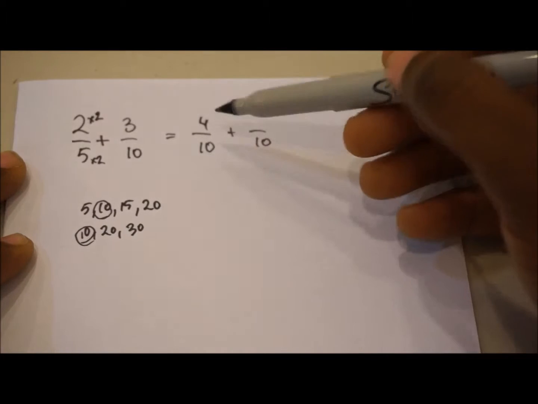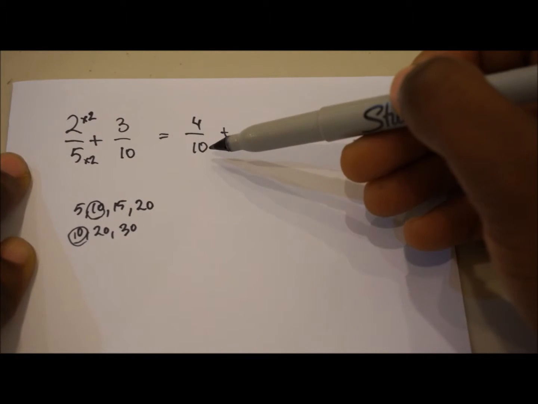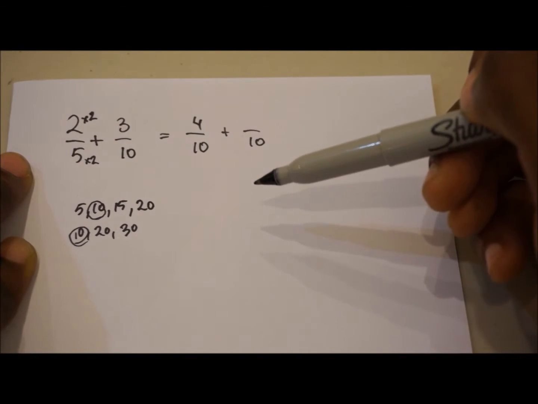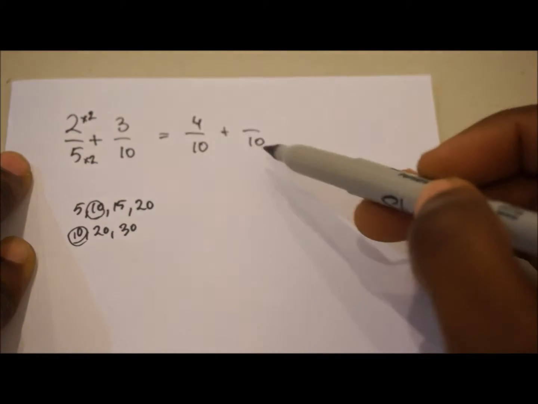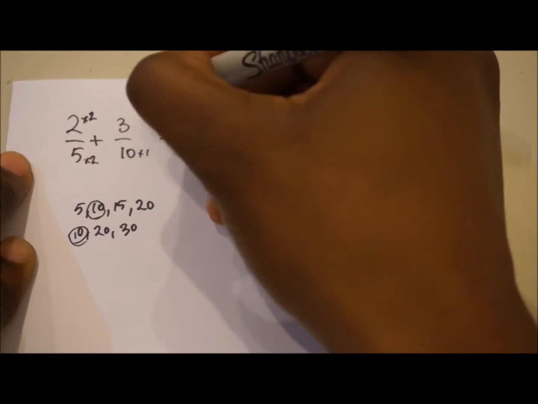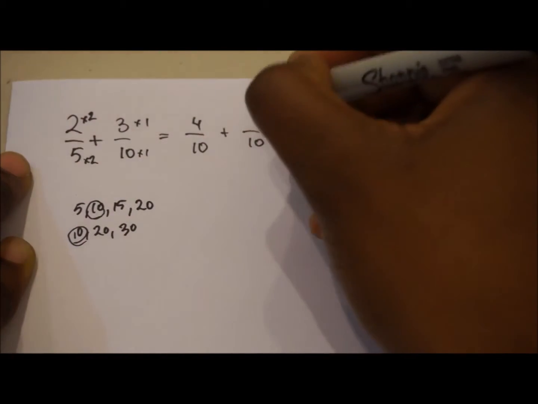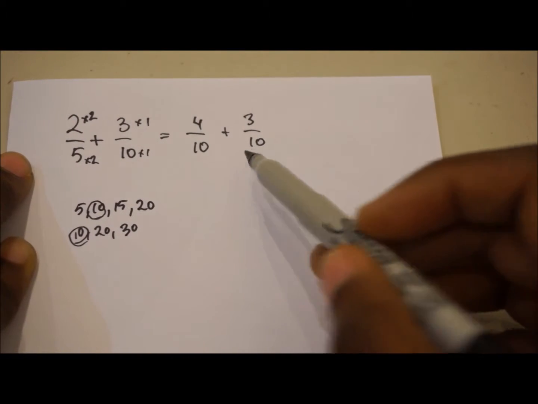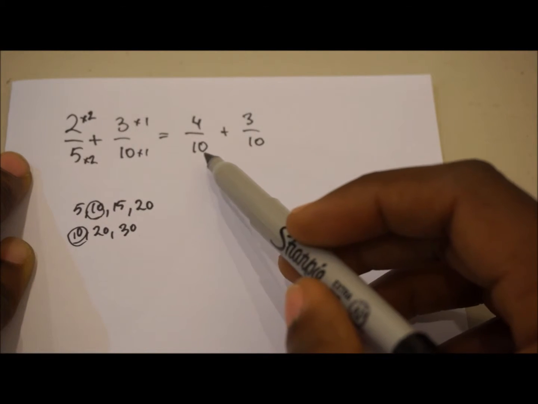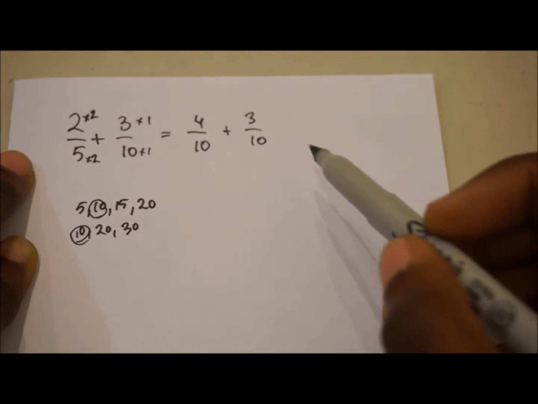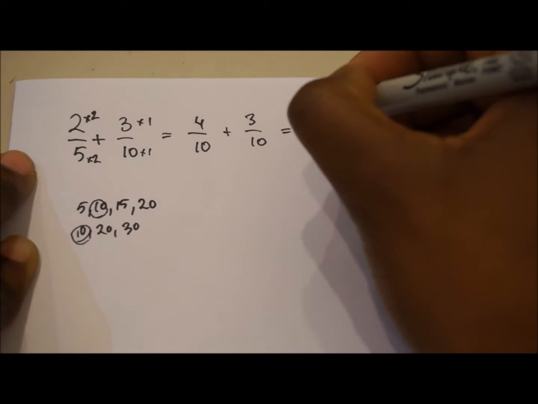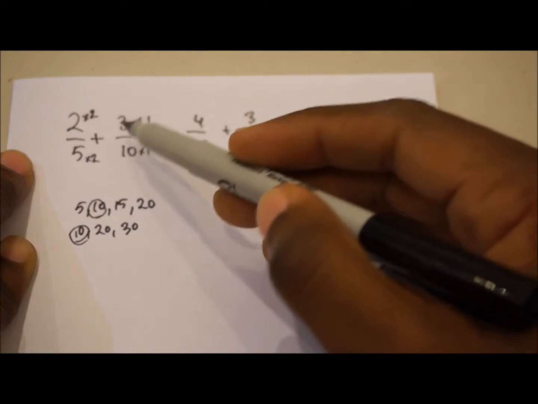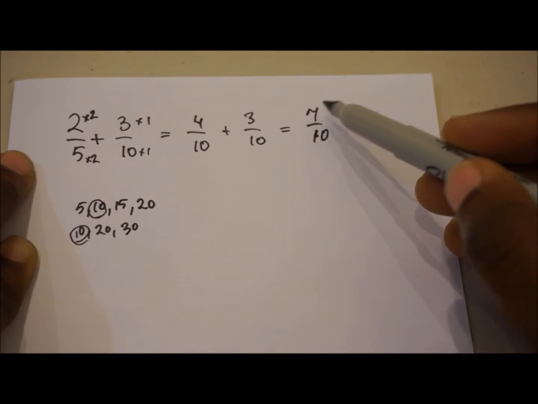So 2 over 5 is exactly the same thing as 4 over 10, except that it has a different denominator, which allows us to add properly. Same thing happens here. 10 times what gives me 10? 10 times 1. So I multiply the top by the same 1. Now notice I have two fractions where the denominators are the same. Since the denominators are the same, I can just add my numerators. Therefore, 2 over 5 plus 3 over 10 is 7 over 10.